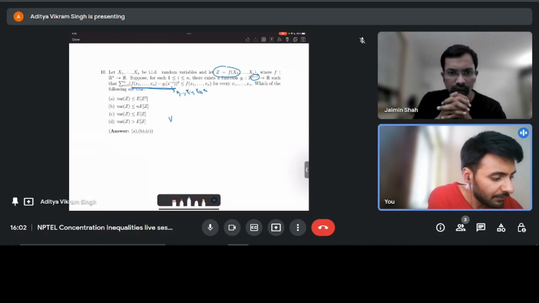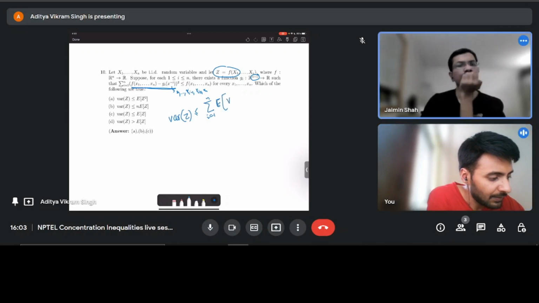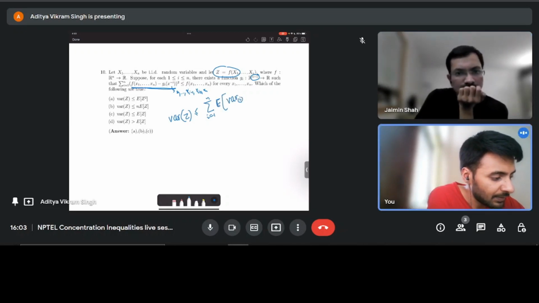Okay, so we know that the variance of Z is less than or equal to, so this is the usual Efron-Stein bound, the sum over i equals 1 to n of the expected variance, just leaving the ith one unfixed, of Z, right? That's it. Okay, and now what would this be like?